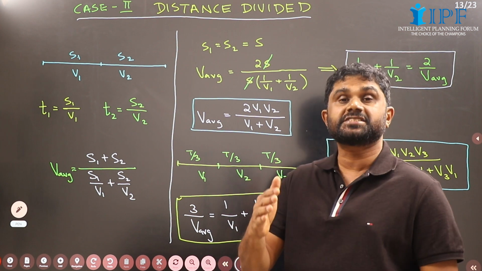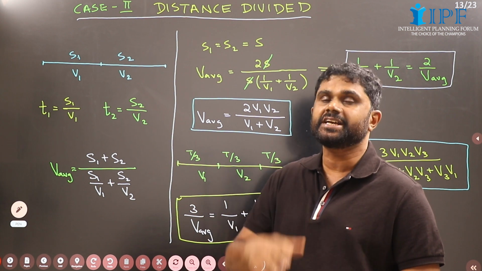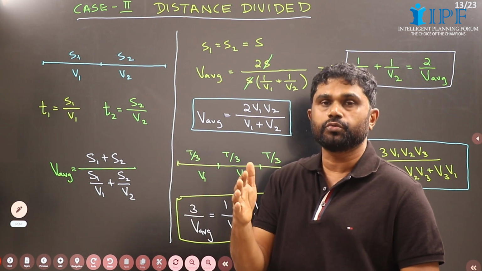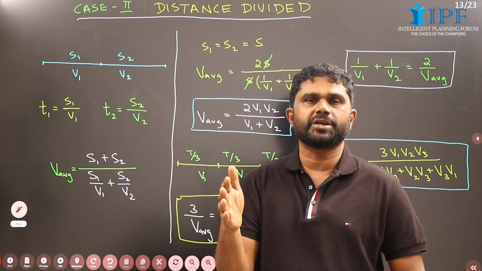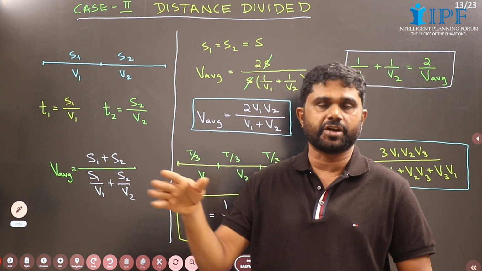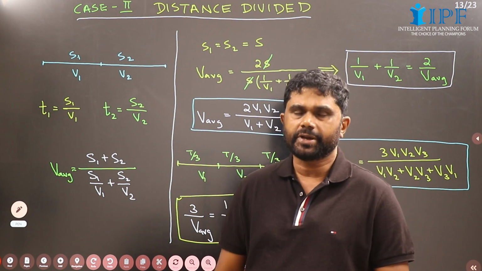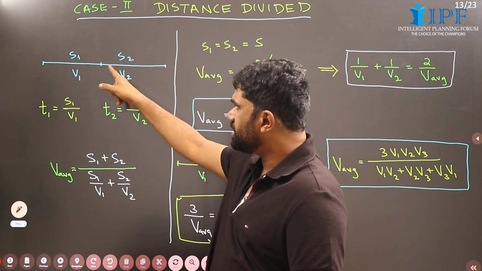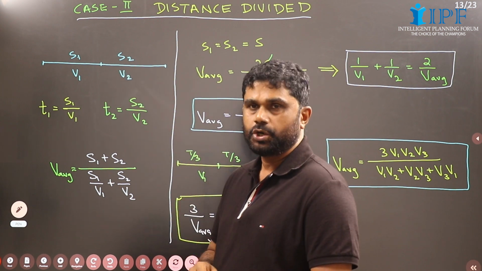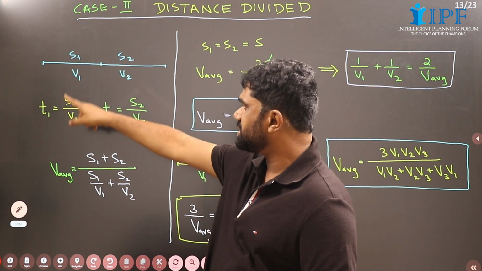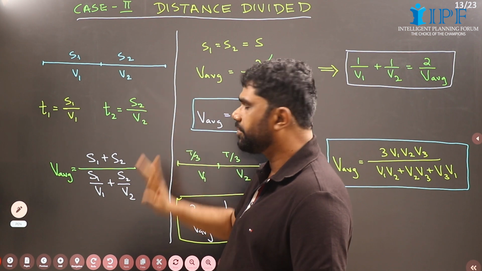Here the total distance traveled is divided. Suppose a car travels a distance of 60 km, and the distance is divided into two parts. Say the first 40 km is covered with a constant speed v1, and the remaining 20 km is covered with another constant speed v2. Generally, distance s1 is covered with a speed v1, and s2 with another constant speed v2. The time required to travel distance s1 will be s1 over v1, and the time required to travel s2 will be s2 over v2.